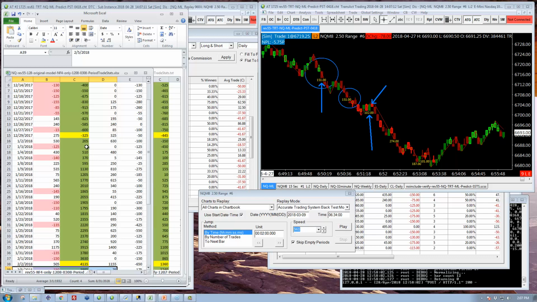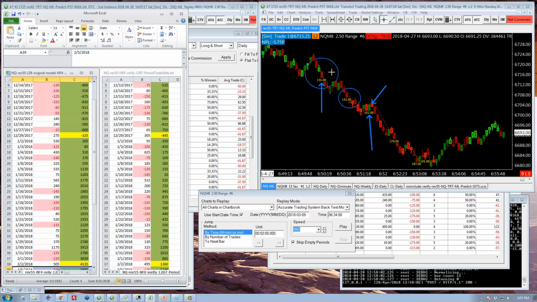All right, so this is a noise filter of 4. What I did is I went, okay, noise filter of 0, but use this verification bar idea. And that's what this shows. All right, so it's a little bit worse in December, and a lot worse through January. So it's keeping you out of more cases than it's helping you.